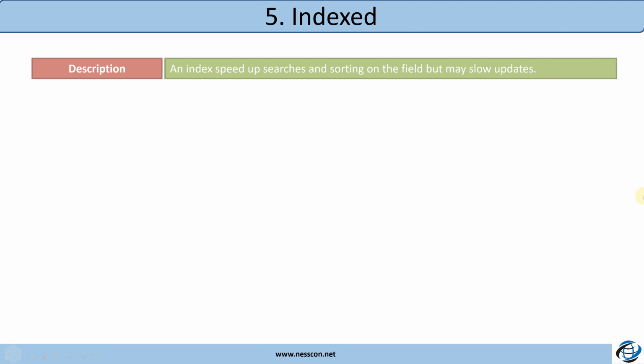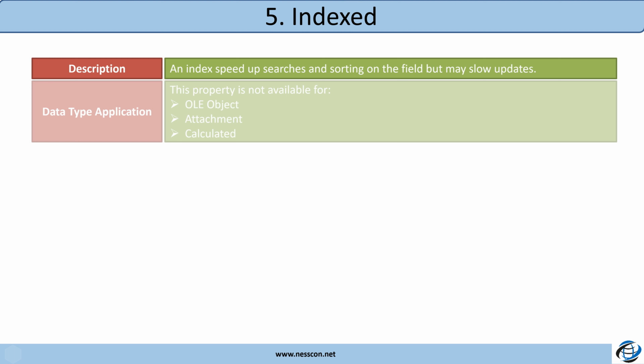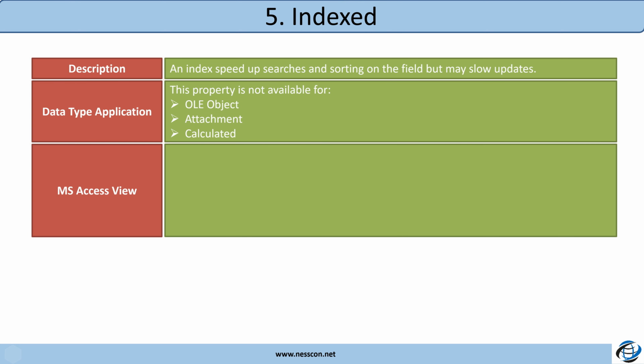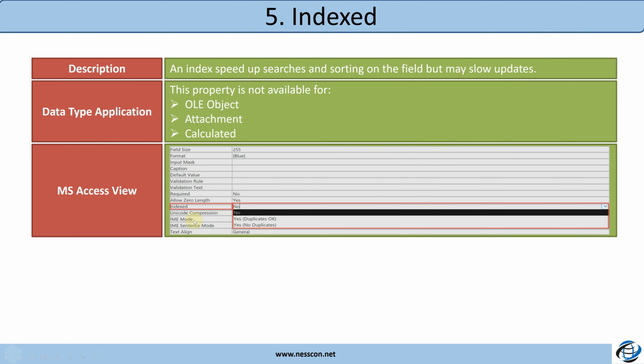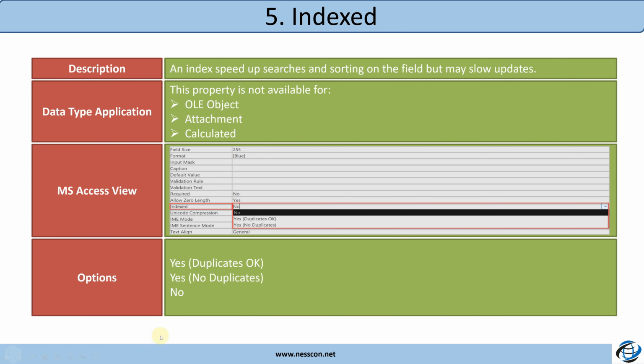This property will help us to speed up the searches and sorting on the field, but may slow updates. This property is not available for OLE object, attachment, and calculated. This is how this property looks in MS Access: Indexed. And then there are three options: No, Yes (Duplicates OK), and Yes (No Duplicates). By default, it is selected No.